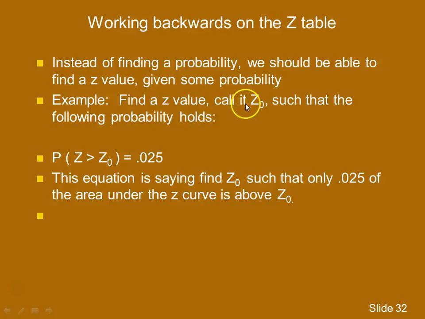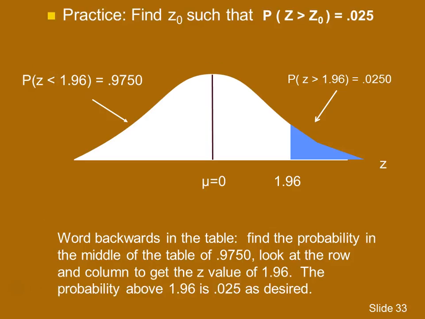We want to find a z value, which we're going to call z0, such that the following probability holds true: the probability that z exceeds z0 is 0.025. If you look at that equation, it's basically saying, find me a z value, z0, such that the area under the z curve to the right of that point is only 0.025. It's a good idea on all of these problems to draw yourself a picture.